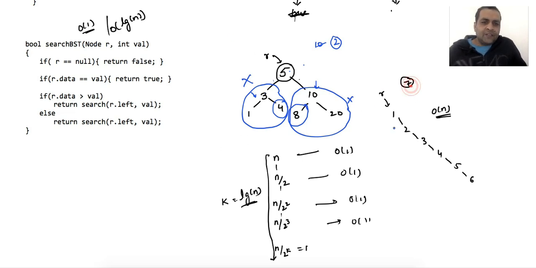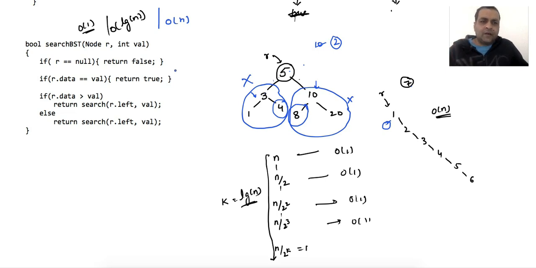Let's say we are searching for 7, then we will ignore the left side of 1, but the left side of 1 does not have a node. So we are not ignoring any node, right? So we end up visiting all of these nodes, and the time taken is on the order of n, right? So let me rephrase the answer.